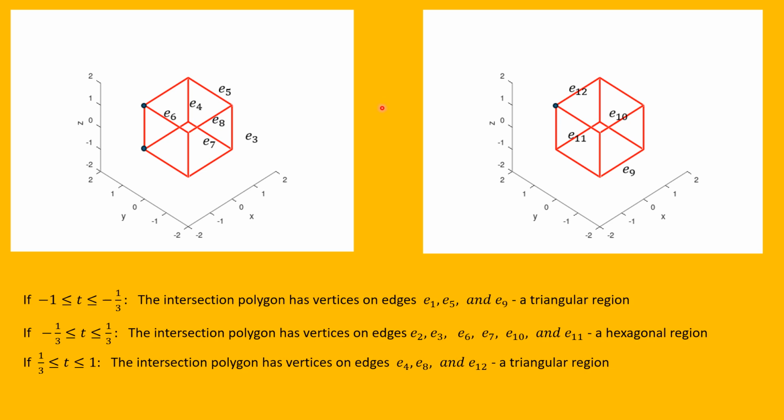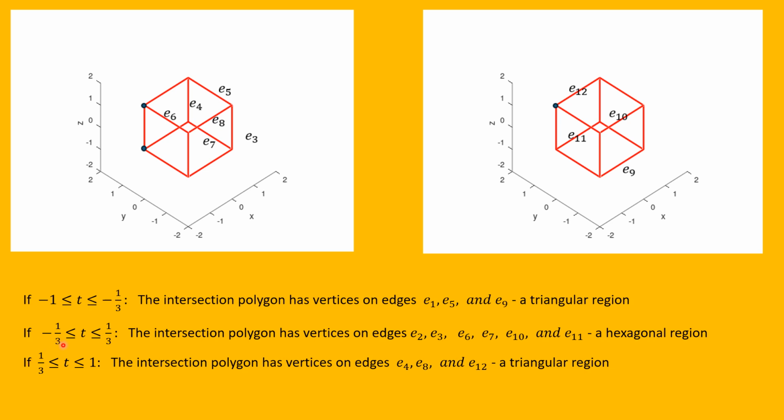So now, if we consider what we just saw, we can rearrange our accounting of what happened in terms of t instead of in terms of edges. If t was between minus 1 and minus 1/3, then the intersection polygon has vertices on the edges E1, E5, and E sub 9, so that intersection polygon must be a triangular region.